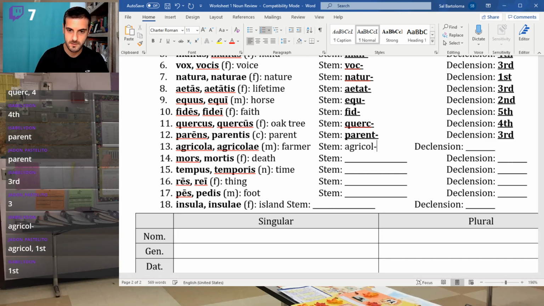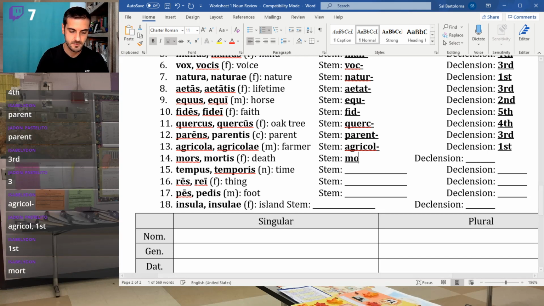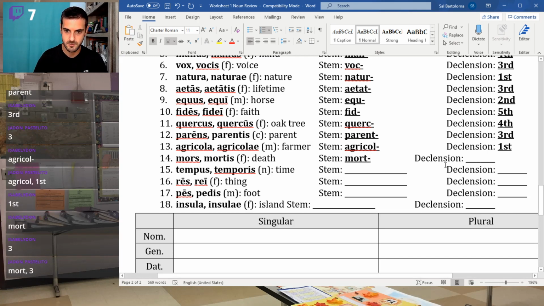Agricola, absolutely, agricola, and it is first declension, America's favorite declension. What about mors mortis, meaning death? It is mort, excellent, making sure that we go to the genitive form to get it, and it is third declension, okay?